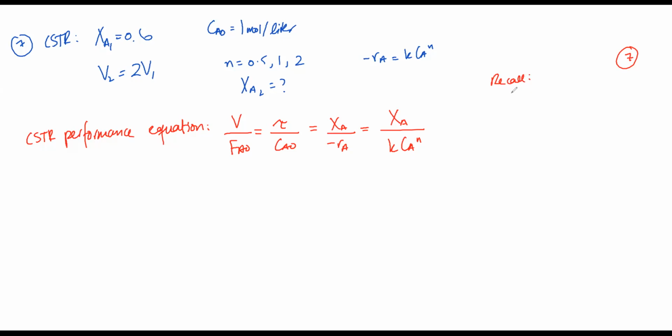You have to do this every time. CA is equal to CA naught, 1 minus X. So this will be XA over K CA naught to the N, 1 minus XA to the N. All I did is I substituted CA for CA naught 1 minus X. Okay, so now I have this type of equation.